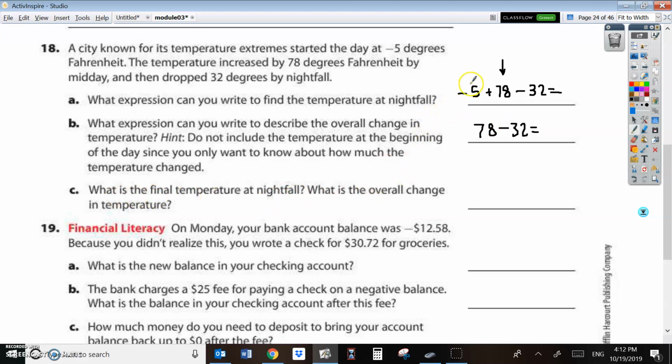So I'm going to combine these two negatives. 5 and 32 makes negative 37. So negative 37 plus 78. So these are different signs, so I'll subtract it. 78 minus 37. So 41 degrees Fahrenheit is how much the temperature changed.